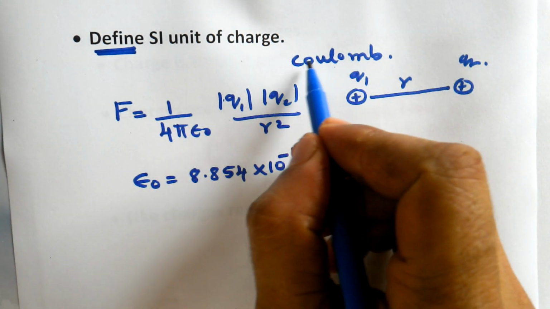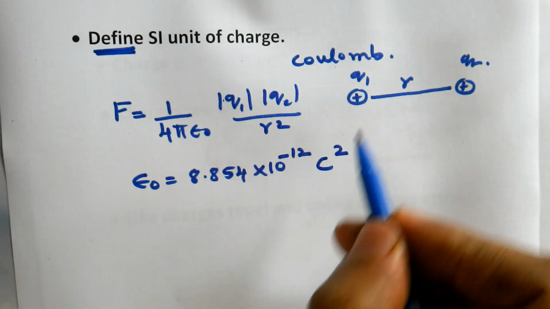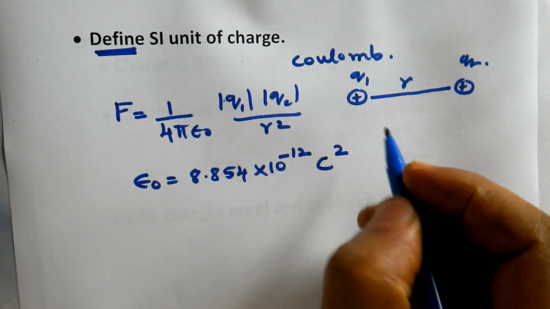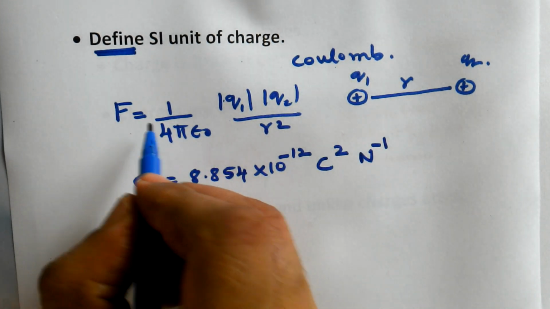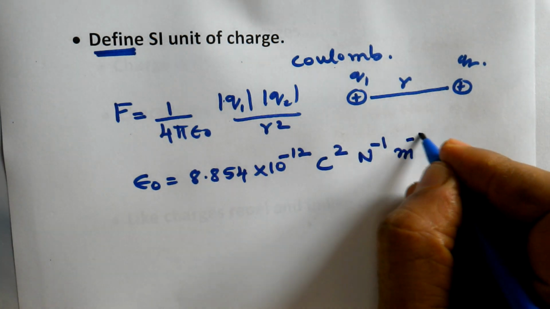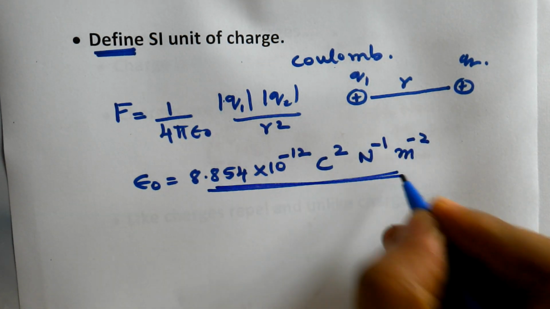And in full form you have to write coulomb in small letters like this. And here you can write it as C square. So Coulomb square. F will be here, so Newton to the power minus 1. And here is a distance square. It is in the denominator, so meter to the power minus 2. This is the unit for epsilon naught.